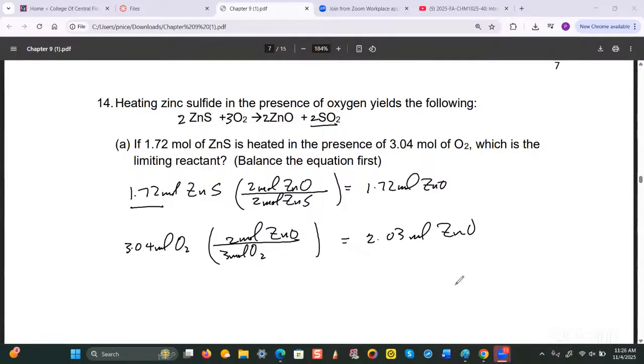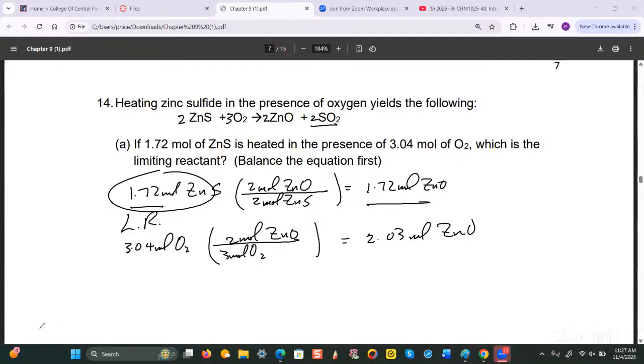Now that we have done those 2 calculations, what's the next step? Okay, so the 2 that's lower, this one is lower, right? Which means what? That's the lower. This is the limiting reactant. All right? And that's it for the A part. All right? Any questions? Any questions out there in Zoom?